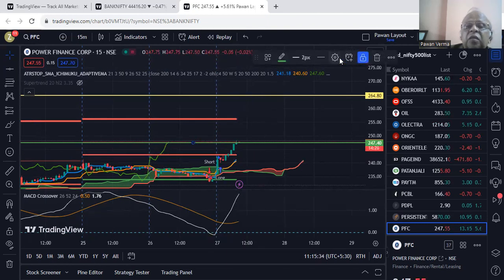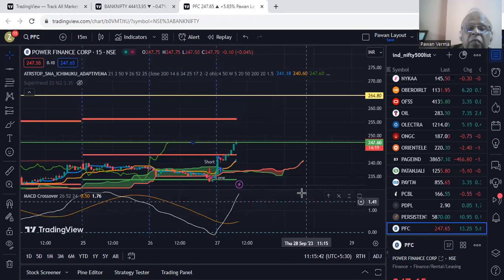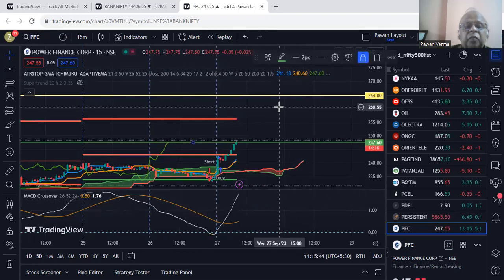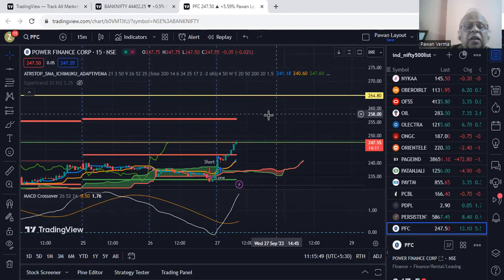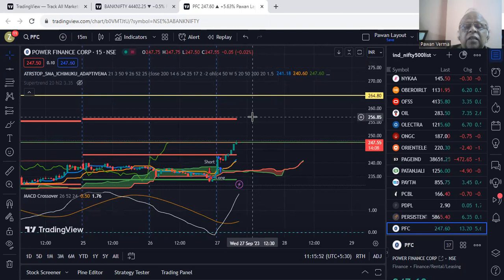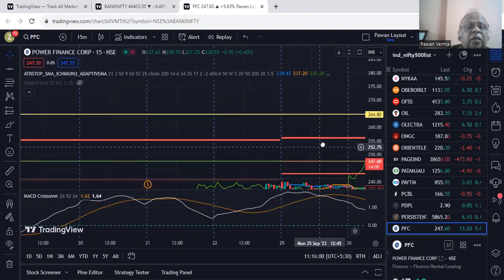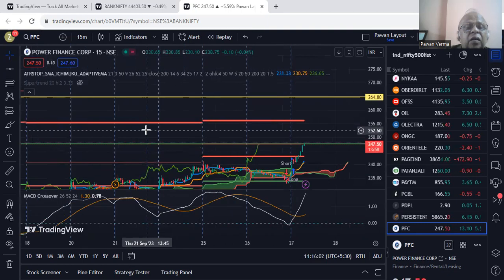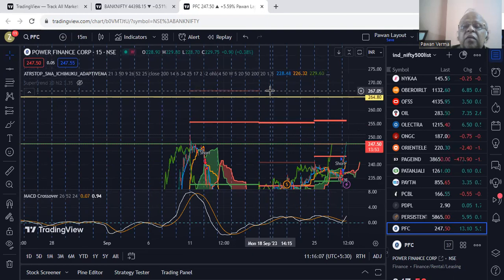247.60 is the trigger price. Only one target is here, that is 256.15. Then the second target is 267.0.